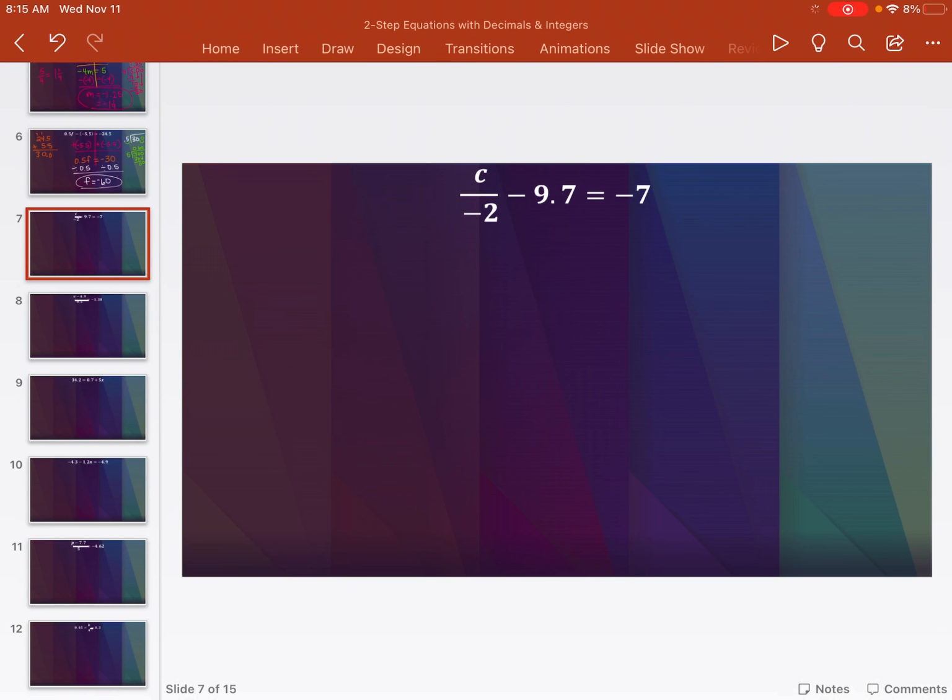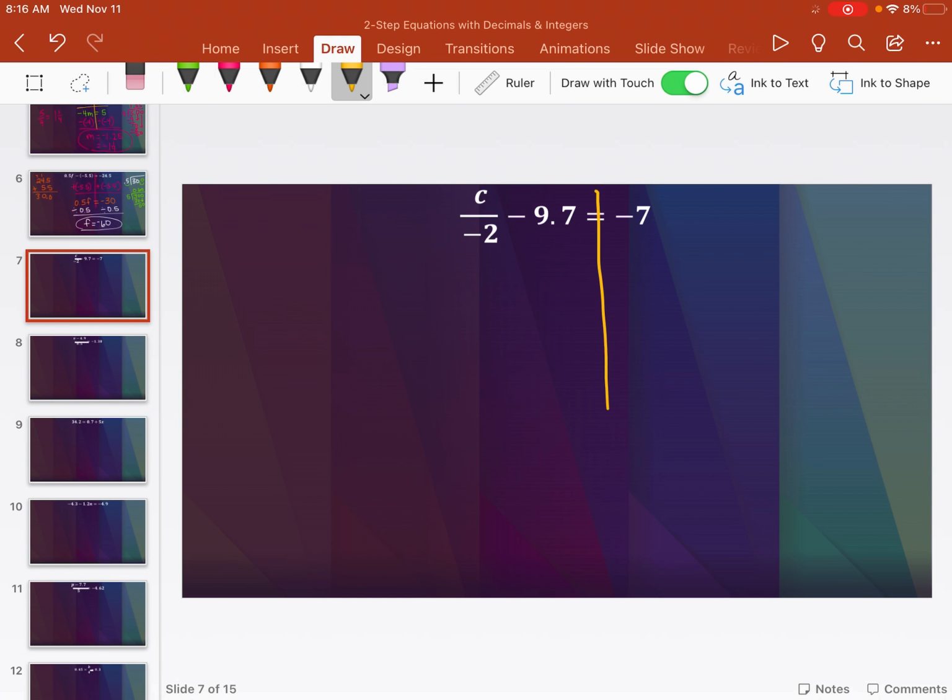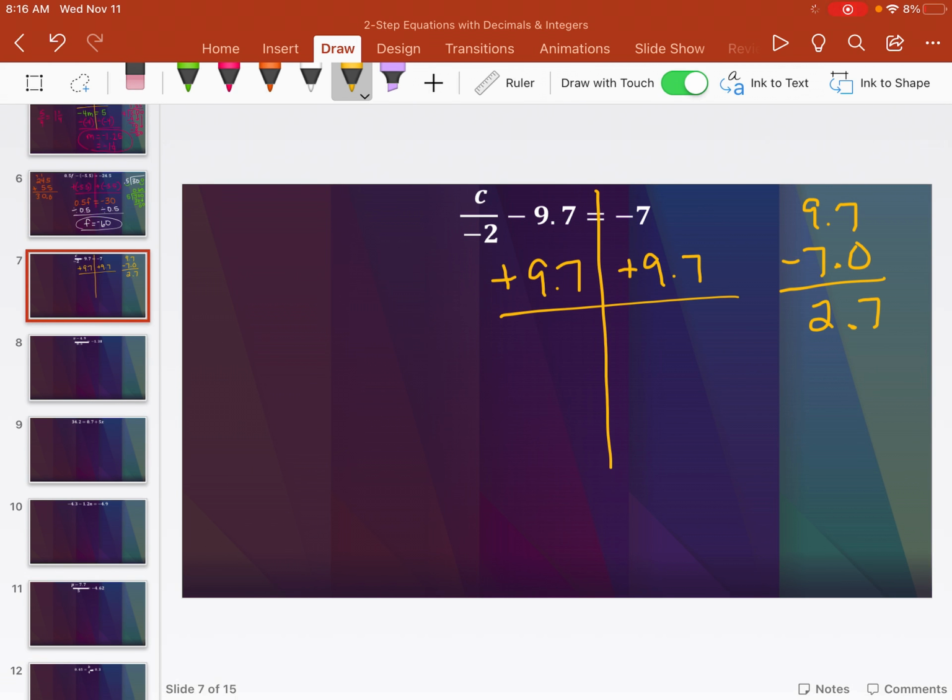All right, let's check this guy out. So, draw my line. Go ahead and think about what operation we should do first. What step are we going to undo first? So the first thing we should be doing here is adding 9.7. It's a negative plus a positive, so different sign, subtract. So 9.7 minus 7.0. Remember, line up those decimals, and then you can subtract. So I get c over negative 2 equals positive 2.7.